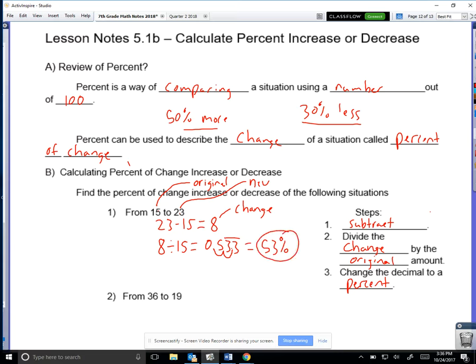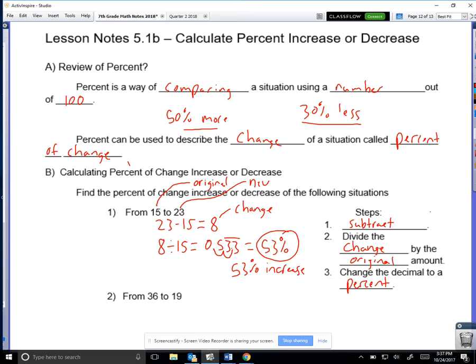All right. And this was an increase because we went from 15 to 23. So we could say that this was a 53% increase. Okay, that's how much of a percentage increase it is to go from the number 15 to the number 23. All right, so let's check out number 2.